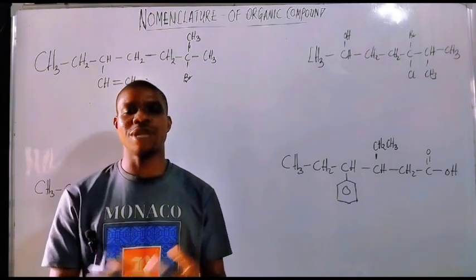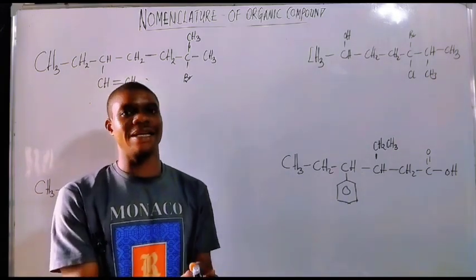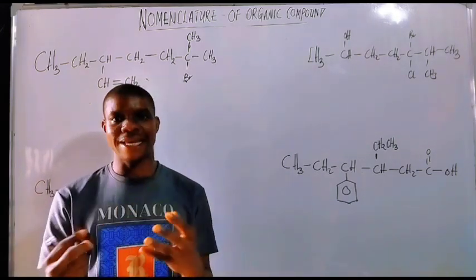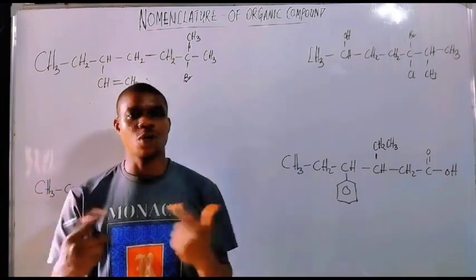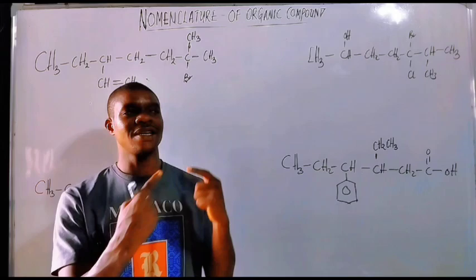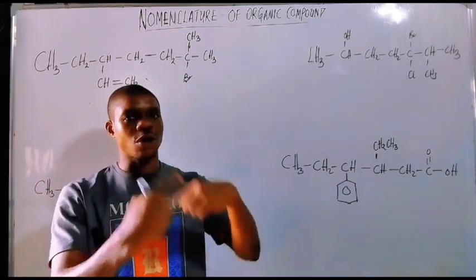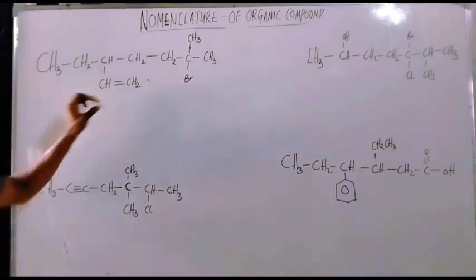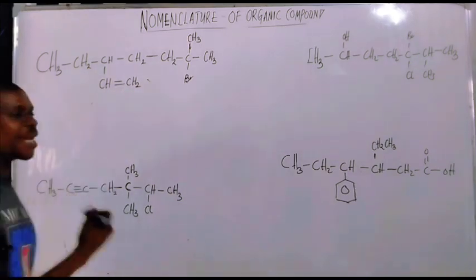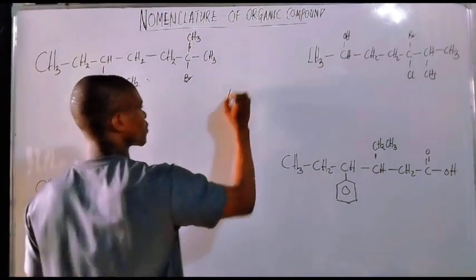So now let's look at the nomenclature of other functional groups. So I'll be able to establish how to name alkanes. If you know how to name alkanes, every other functional group is very, very easy. Do you understand? So the only thing you want to understand here is the functional group you are going to take note of. So now look at the first one here. This is a double bond here. A double bond means it is an alkene.